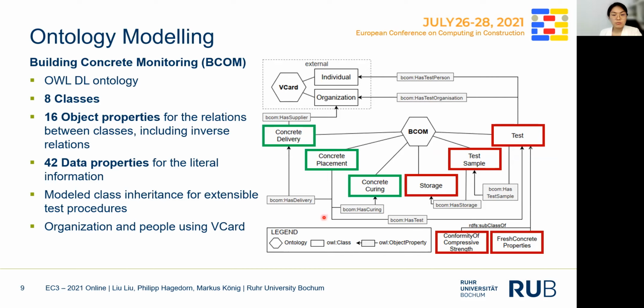The object properties build the relations between the classes, and the data properties refer to the alphanumeric information, such as the begin time of the concrete placement. The details of the properties can be found in the documentation of the ontology. For more test procedures, the class test can be inherited. And for the description of the organization, such as laboratory or people, we have used the existing ontology vCard.